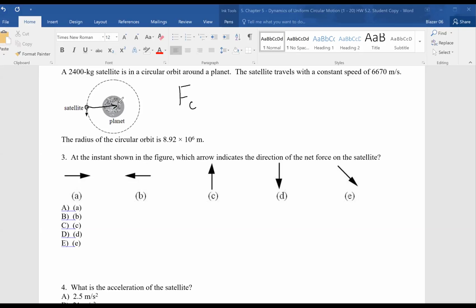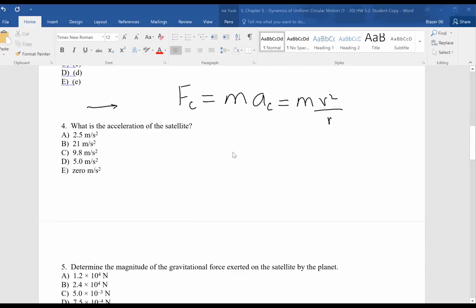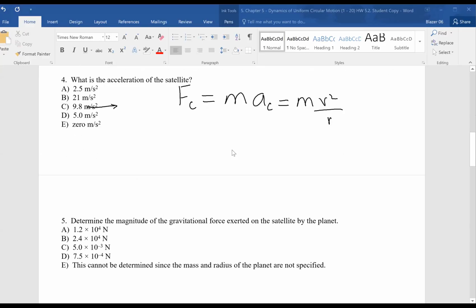Now, the equation for that is mass times the centripetal acceleration, and we define that as V squared over R. So now let's use that in the second part of this problem. The problem here is, what is the acceleration of the satellite? So let's go to our whiteboard and solve this problem.